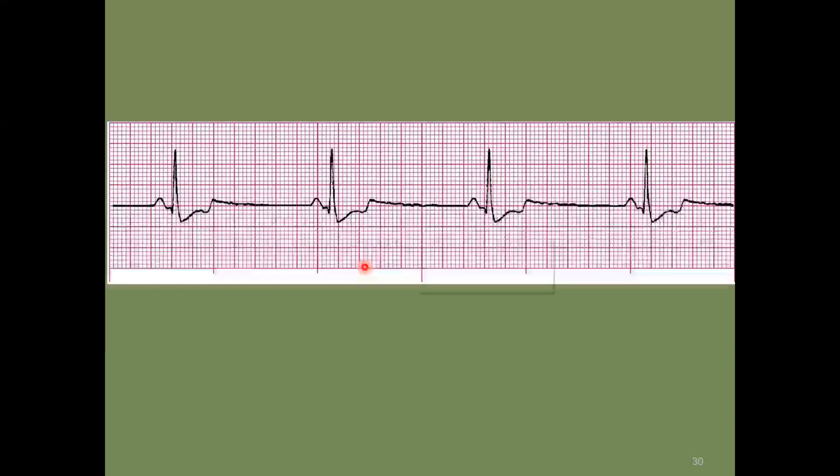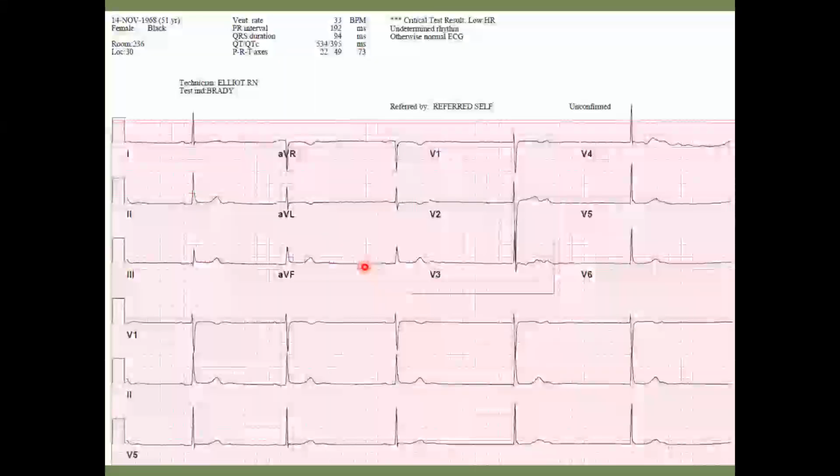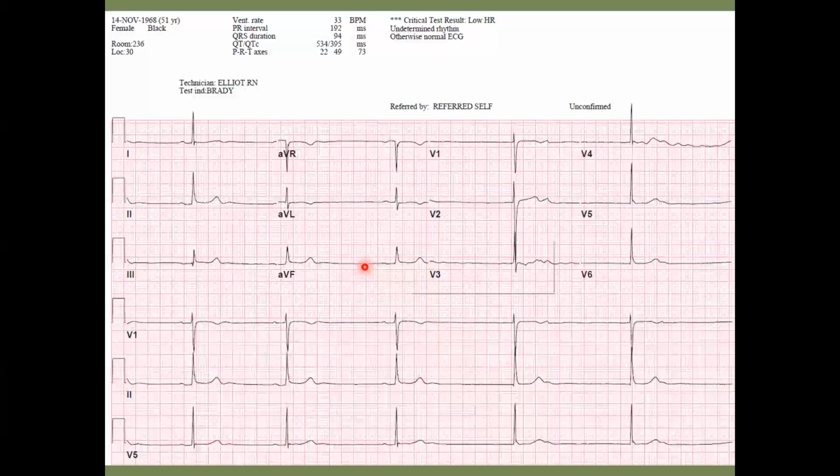And somebody said ST segment depression. You are correct. And it looks like the T wave is trying to flip over. But the rhythm in and of itself would be considered a sinus bradycardia, and you ask yourself, okay, is my patient hemodynamically stable? All right. So here's another one for you.